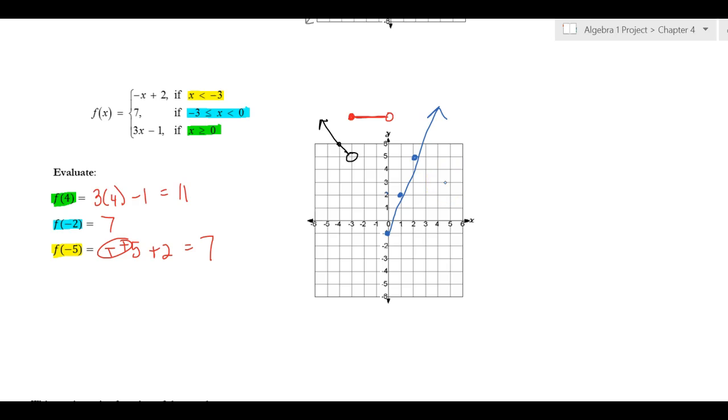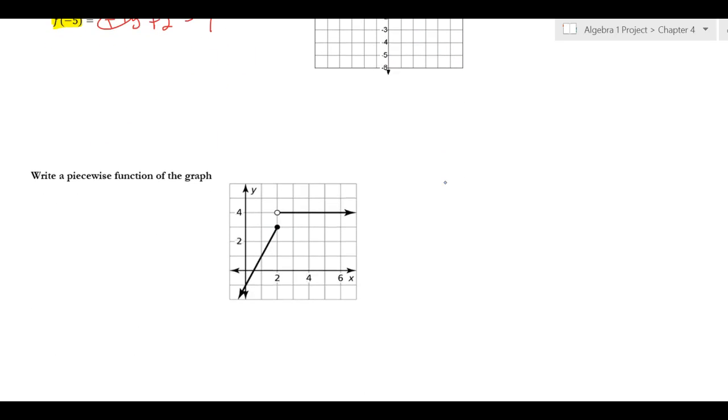Okay? All right, now the last thing we have to do is you have to be able to write equations for it. So this one, that's a horizontal line, so that's y is equal to 4, and so that's f of x is equal to 4. Okay? And so that happens when x goes to the right of 2. And it does not include 2, so it's x is greater than 2. So that's the first part. That's the first one.